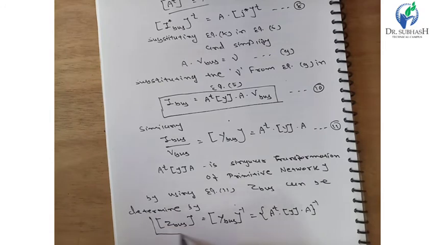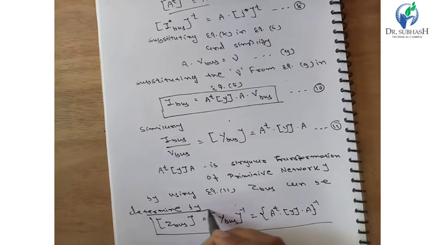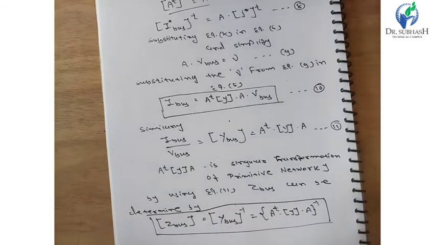This is the last step of the Y bus into Z bus singular transformation. This is known as Z bus is equal to Y bus inverse is equal to 80 into Y into A, all in inverse form. Now we discuss the next point, the building algorithm for Z bus formation.